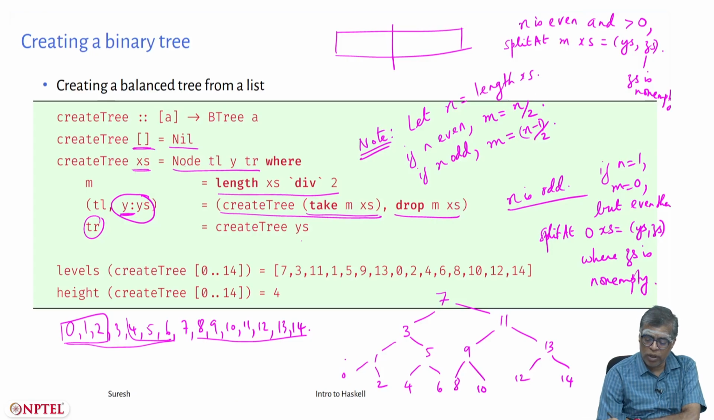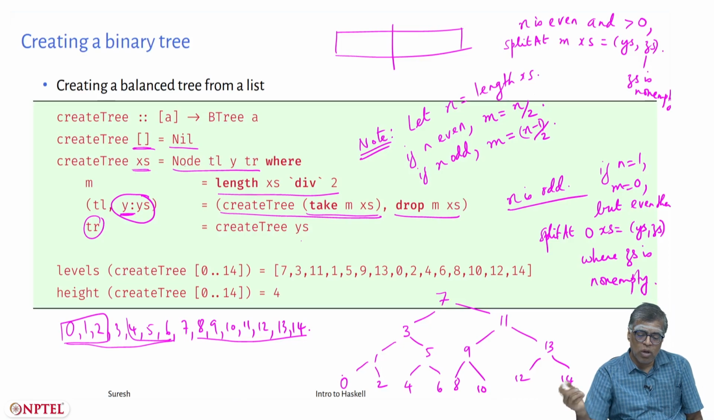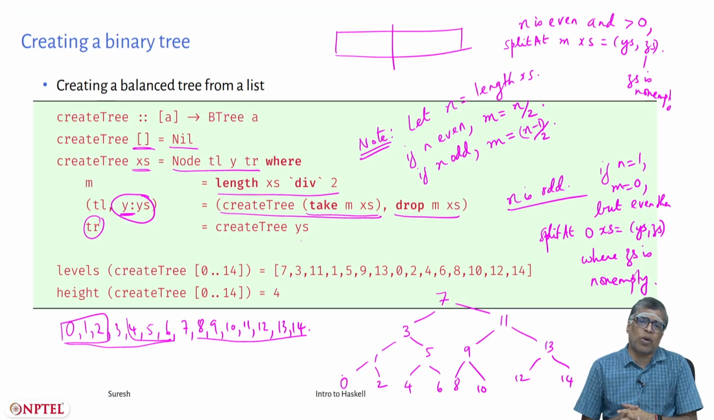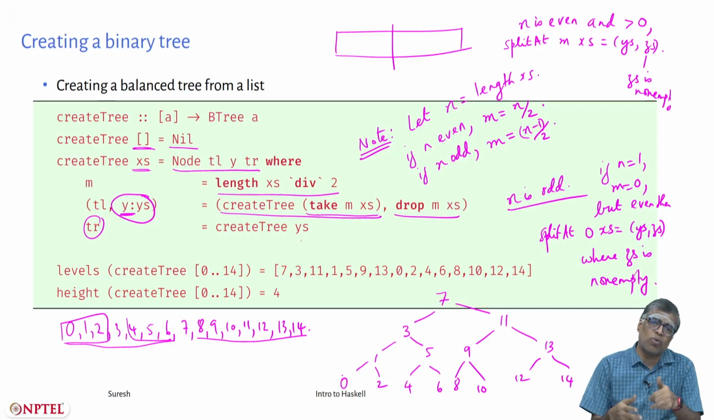Okay, that is the tree I would create. It's perfectly balanced. There are 15 elements, but the height is 1, 2, 3, 4. Okay, good. So we have done this, but once again there is a problem, because let's now try to see how efficient this program is.